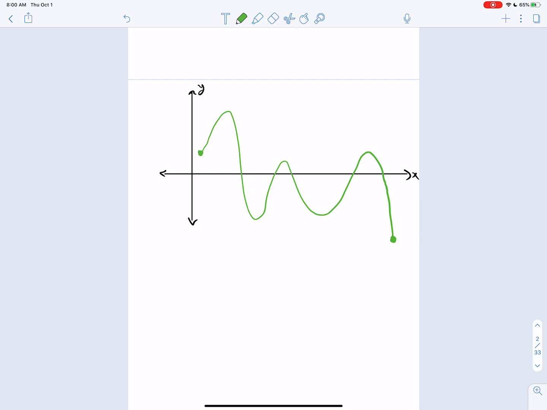Okay. As close as you guys can. Okay. Now, what I want you to do, probably using a different colored pencil or pen, I want you to tell me where the absolute highest point is and where the absolute lowest point is on this green graph.